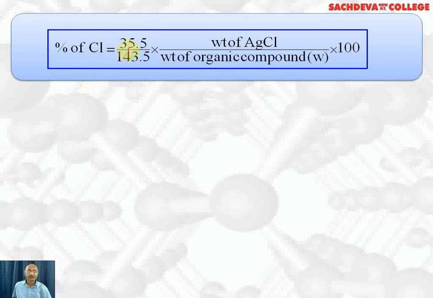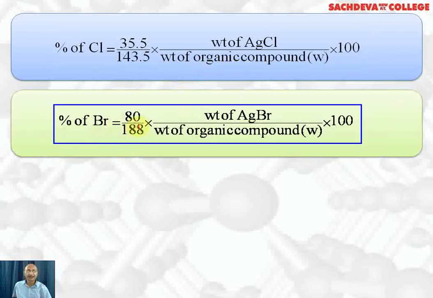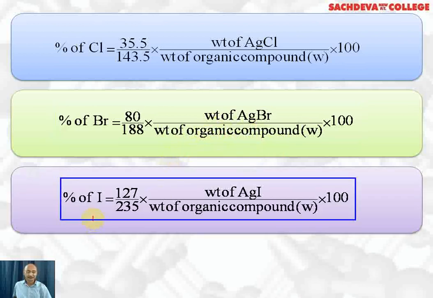Percentage of chlorine, how do we find out? 35.5 is the atomic weight of chlorine, divided by the molecular weight of silver chloride, 143.5, into the weight of AgCl formed, divided by the weight of organic compound, into 100, will give us the percentage of chlorine. Percentage of bromine will be 80, the atomic weight of bromine, divided by 188, the molecular weight of AgBr, into the weight of AgBr formed, divided by the weight of organic compound taken, into 100. Percentage of iodine will be equal to 127, the atomic weight of iodine, divided by 235, the molecular weight of silver iodide, into the weight of AgI formed, divided by the weight of organic compound, into 100.